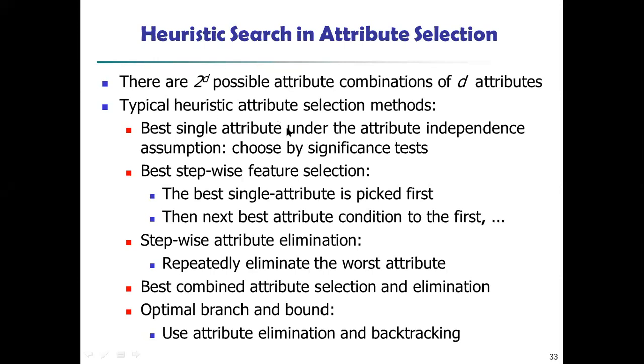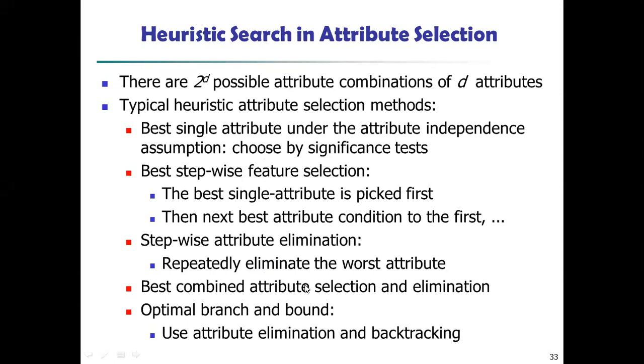First one is the best single attribute under the attribute independence assumption, significant test, stepwise feature selection, and stepwise attribute elimination. And the final one is the best combined attribute selection and elimination, optimal branch and bound. So these are all the steps you have to represent in four ways, a step-by-step process I want to say.